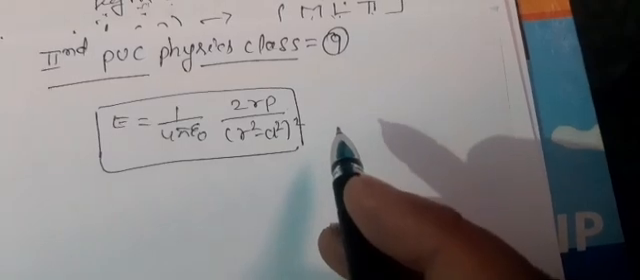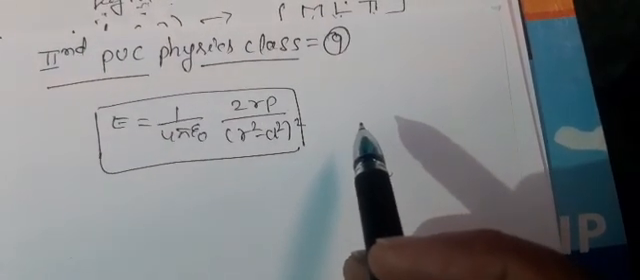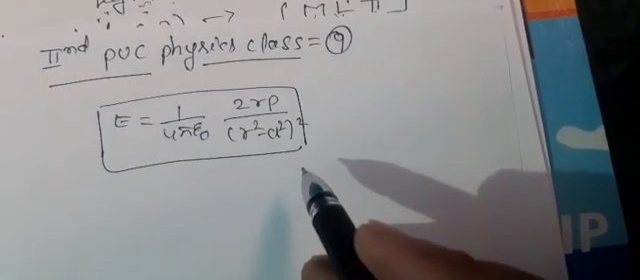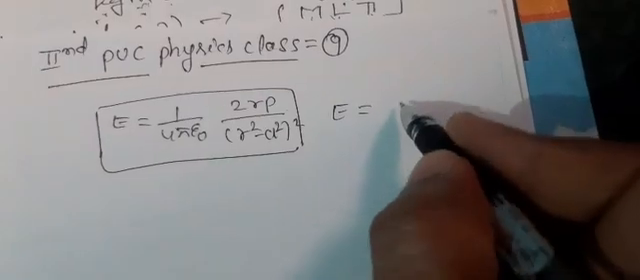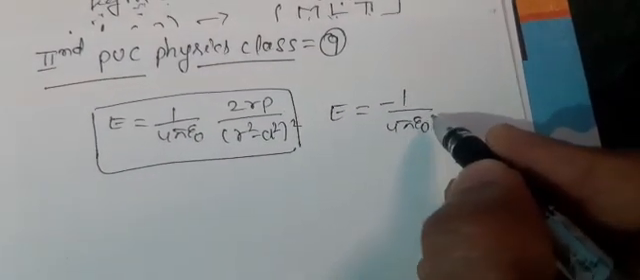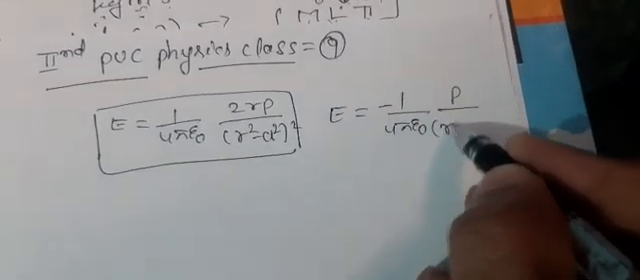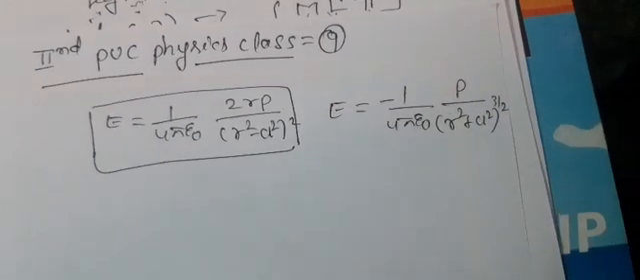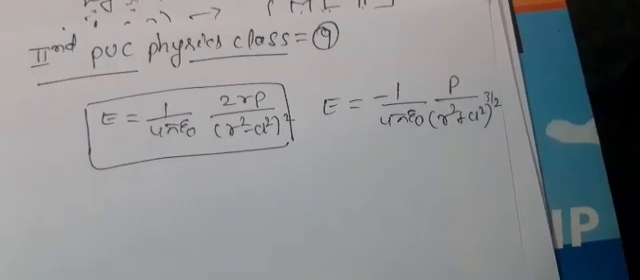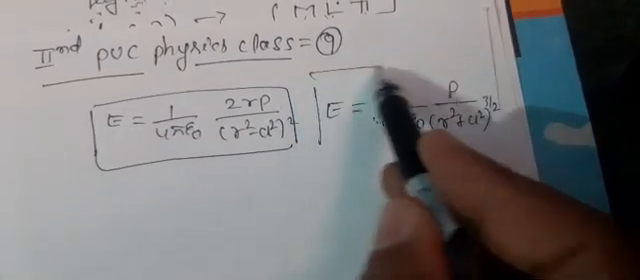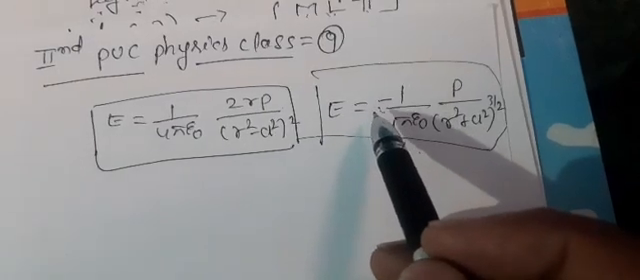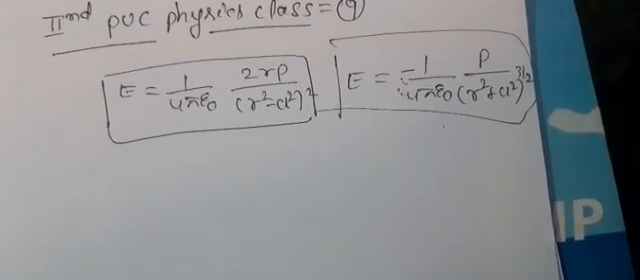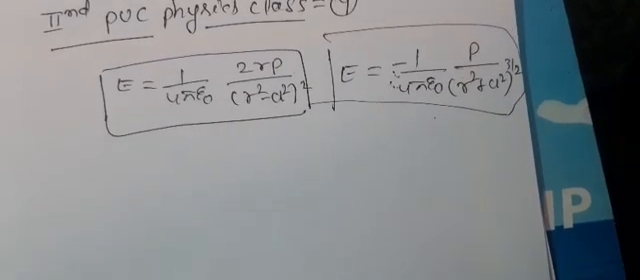The second one is to derive the electric field at a point on the equatorial line of the dipole system. For the equatorial line, E is equal to minus 1 by 4 pi epsilon naught, into p divided by (r square plus a square) power 3 by 2. The negative sign indicates that the directions of the electric field and the dipole moment are equal and opposite. These are the expressions for the electric field due to the axis of the dipole and the equatorial line of the dipole.